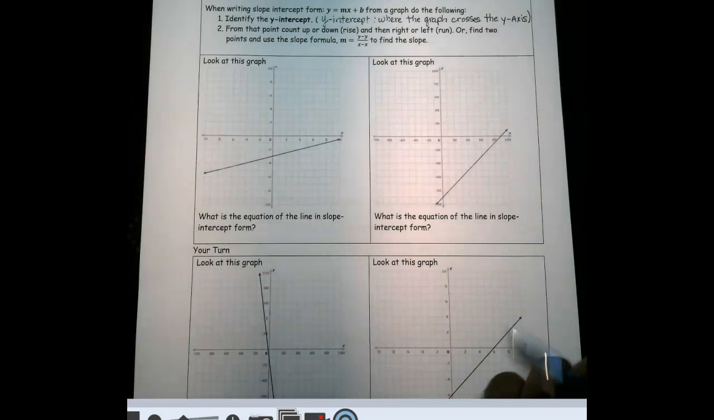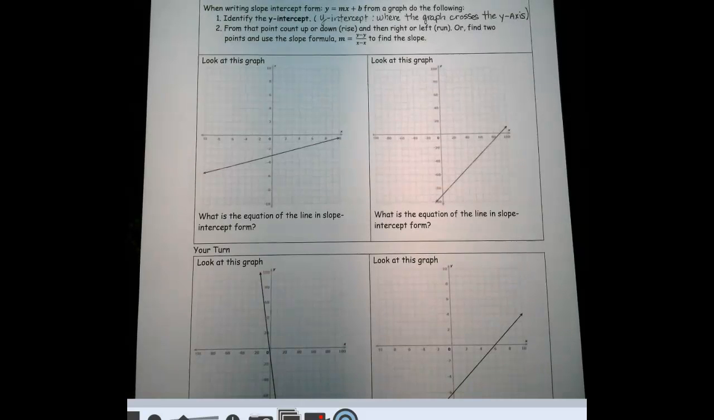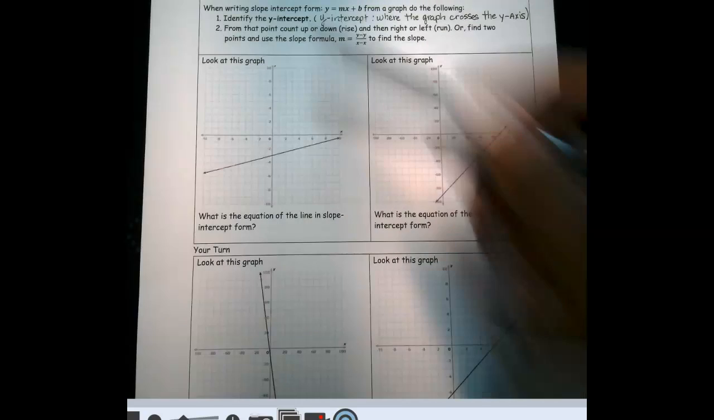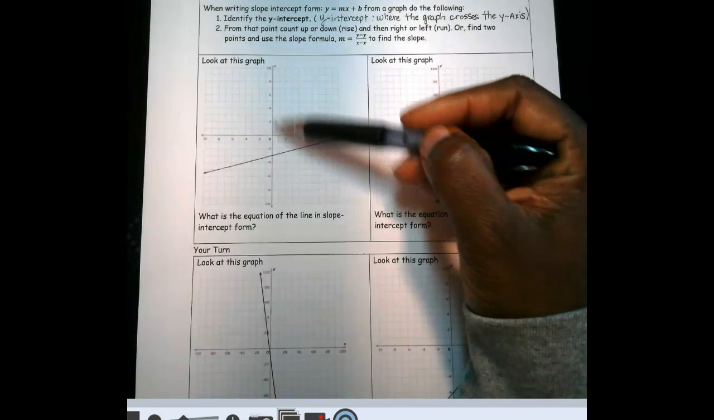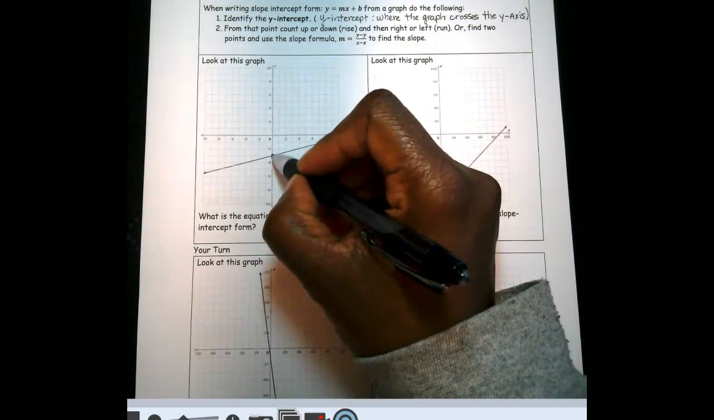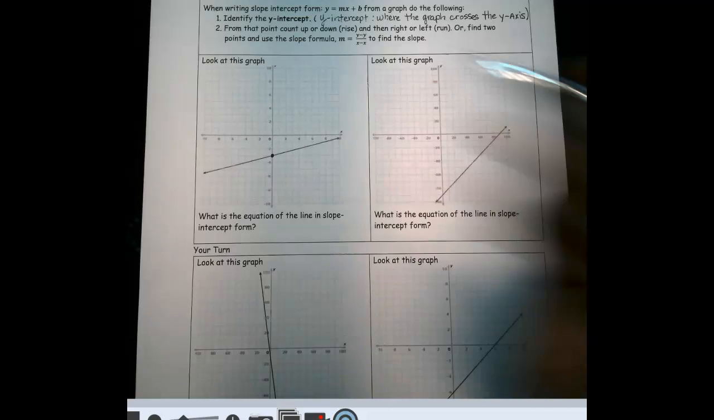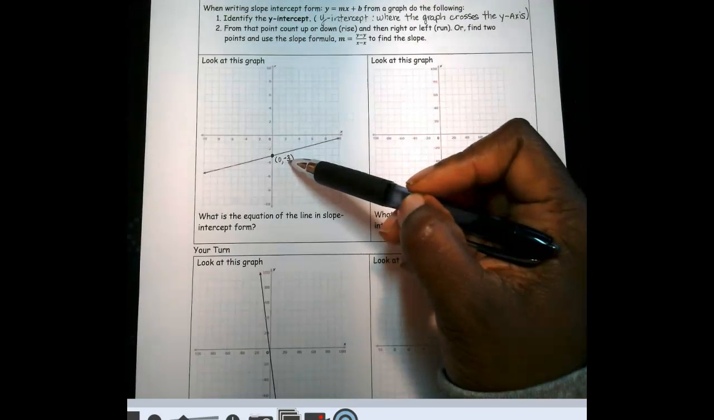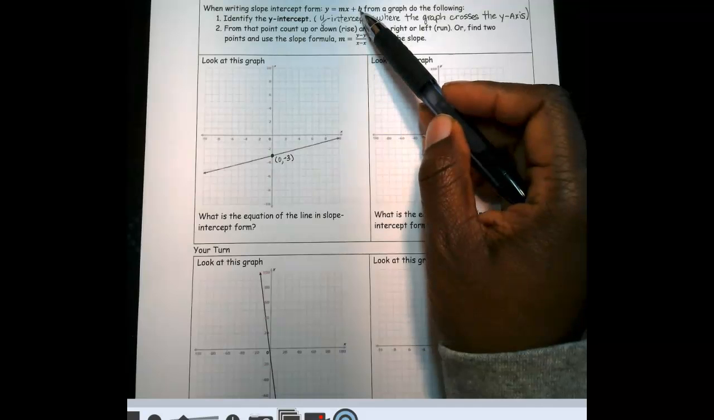So let's look at the first one. It says, look at this graph. What is the equation of the line in slope-intercept form? So we're going to do step 1, identify the y-intercept. This is the y-axis, and the graph crosses the y-axis right here, which happens to be at (0, -3). So I know that -3 is going to be at the end, or the b, of my slope-intercept form.